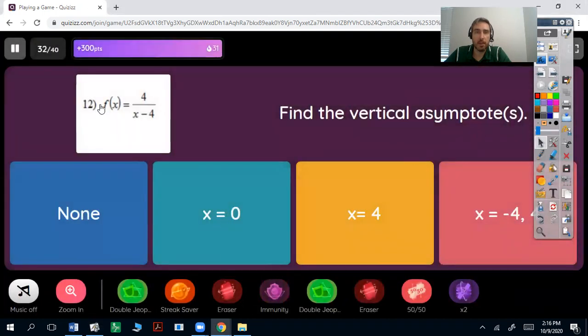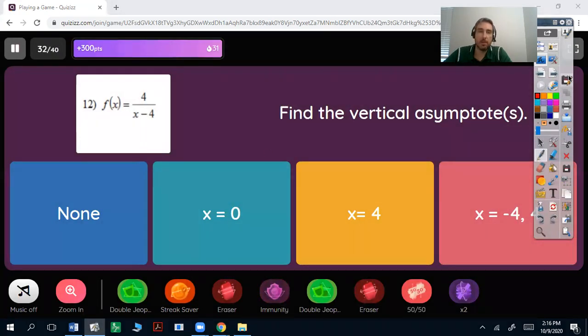Okay, find the vertical asymptote for f of x equals 4 over x minus 4. Well, anytime that you have a restriction on the denominator, remember this restriction is going to be the opposite of that. So restriction is equal to 4. Then if you can't cross it out or simplify it, that restriction is going to be your vertical asymptote. So it's going to be x equals 4.